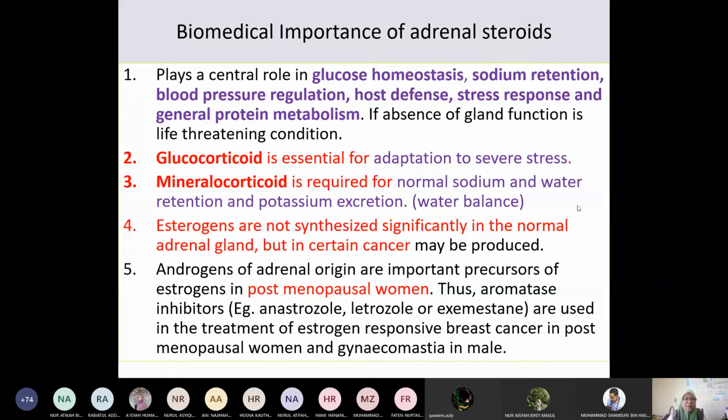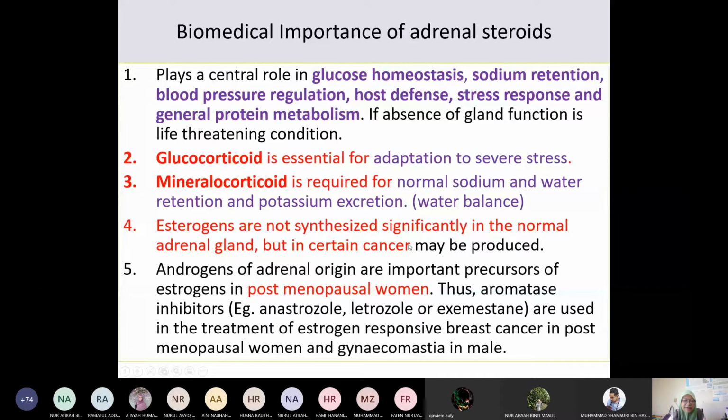The next lecture will be delivered by Dr. Sandra. I think she will deliver it about Addison's disease in detail. Glucocorticoids are very essential, vital hormones for adaptation to severe stress. Mineralocorticoids, of course, are very important for water and electrolyte balance.